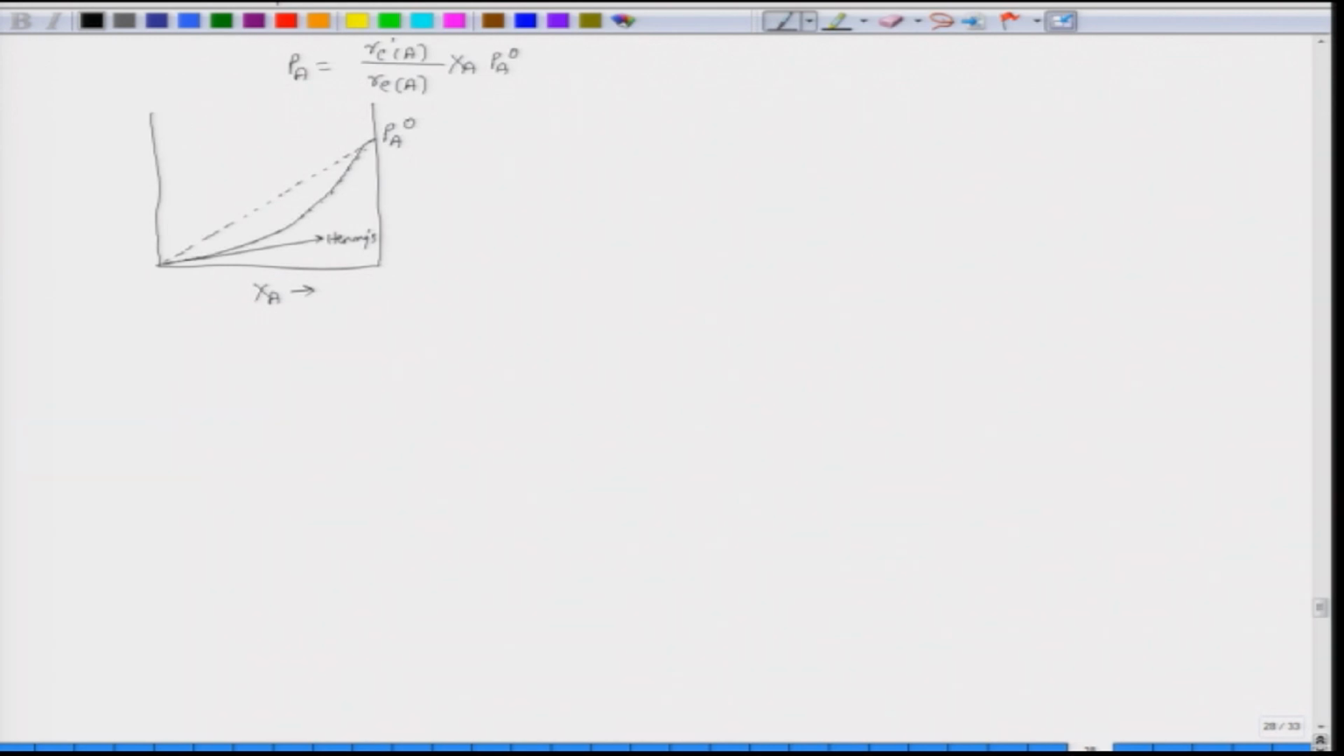Now, what happens if RE prime A is greater than RE of A, which means AB bonds are weaker than AA and BB bonds? With similar logic we can show that in that case there will be a positive deviation. So, this is if RE prime A is greater than REA, that is when AB bonds are weaker than AA and BB bonds.